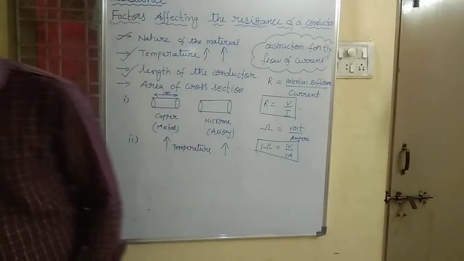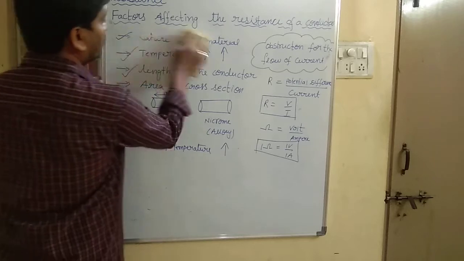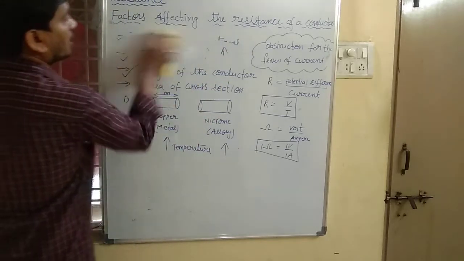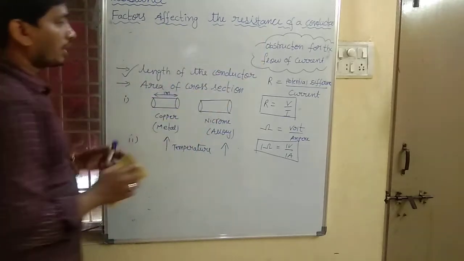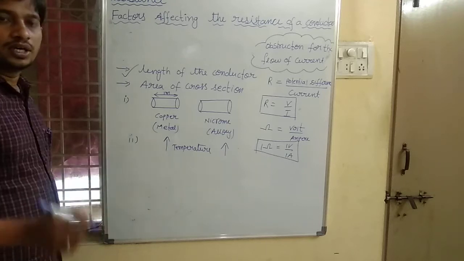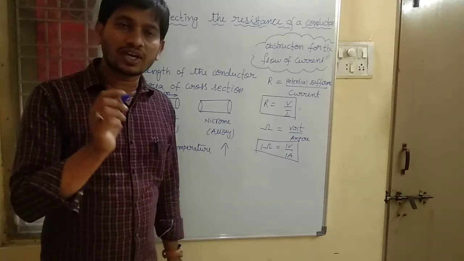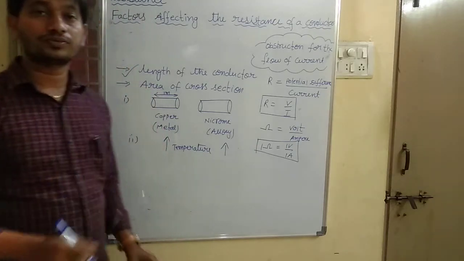Length of the conductor, which is very, very important. So let me rub these two: nature of the material and temperature, as we discussed. Now coming to the length of the conductor. The resistance of a conductor also depends upon the length of the conductor.